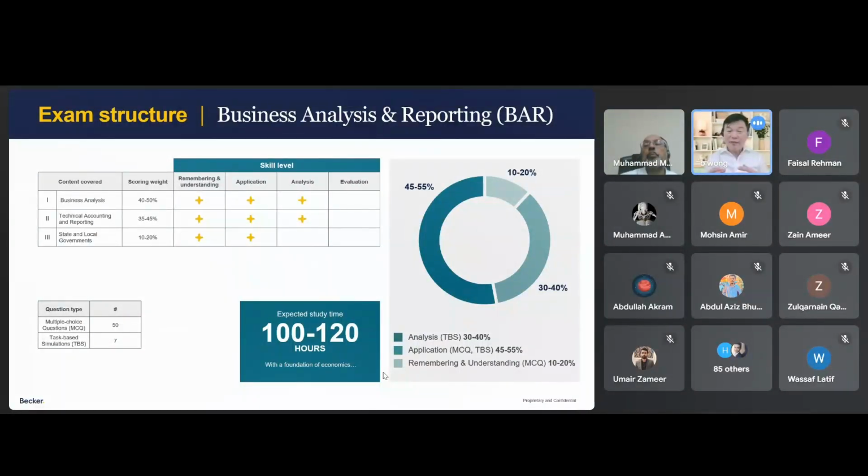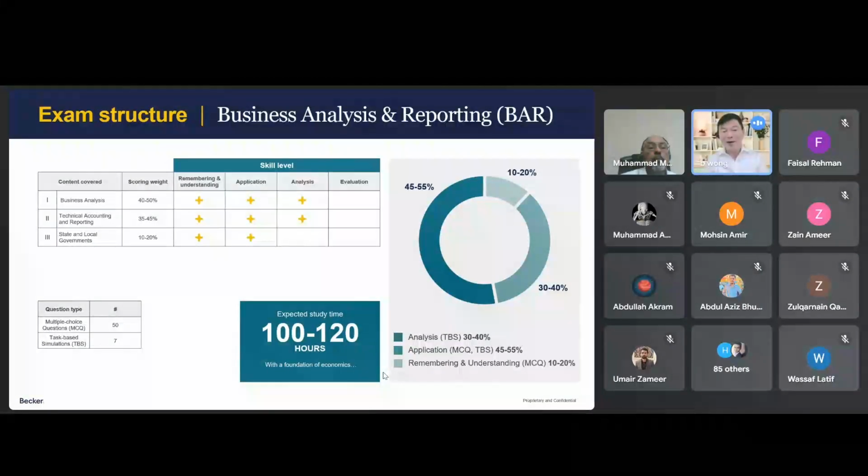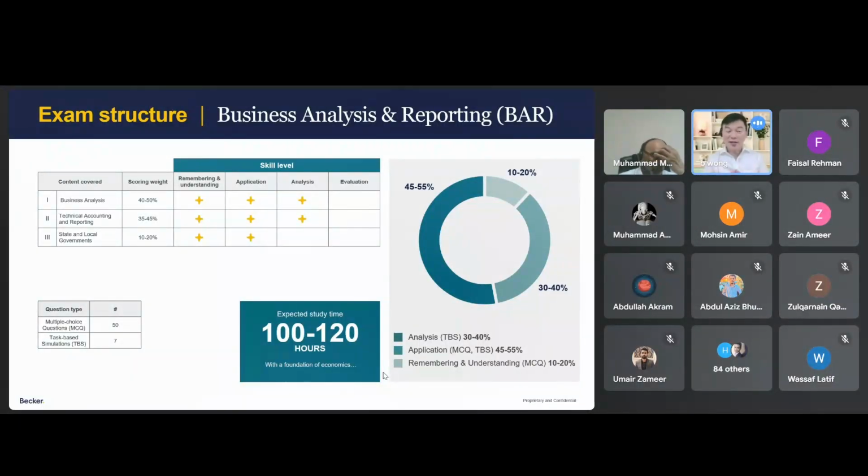Out of all the six exams we're talking about here, this exam, the BAR, has the highest amount of content. That's the reason why, in terms of the expected study time, it actually has the most. It's between 100 to 120 hours of study.